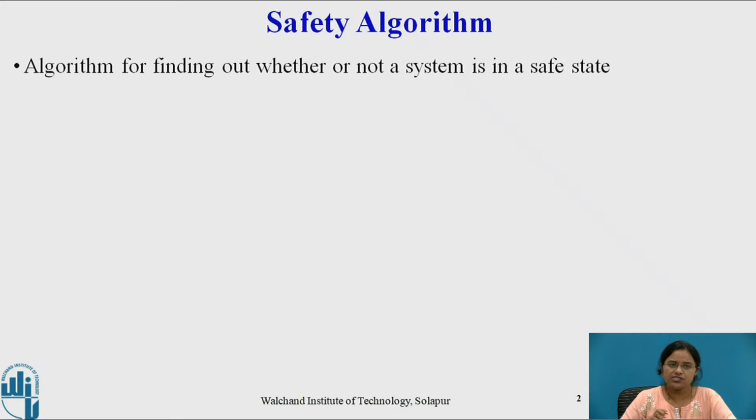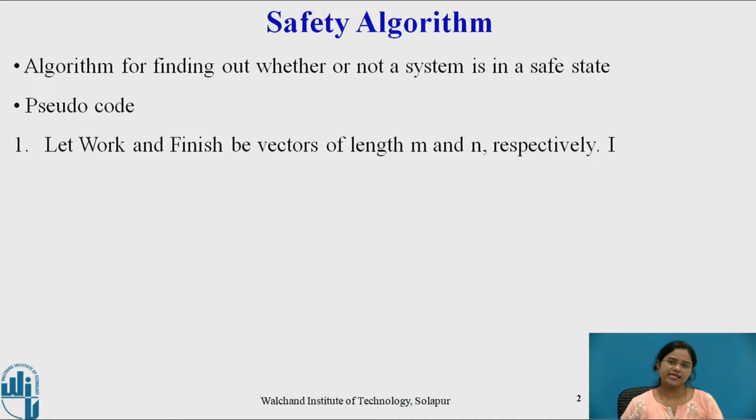The safety algorithm is used for finding out whether or not a system is in a safe state. We will first see the pseudocode of this safety algorithm. Step 1 is to consider work and finish as two vectors of length m and n respectively, meaning work has length m and finish has length n.